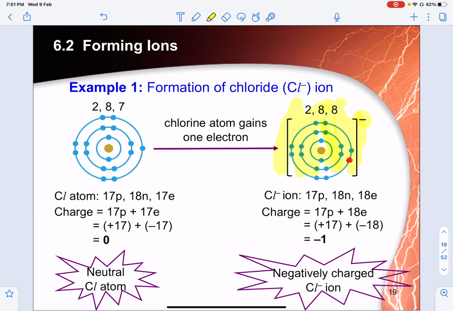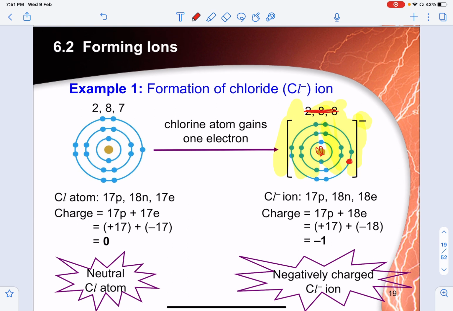Do you have to write the 2, 8, 8 on top of the thing? Not necessary. This is not required, but you are required to indicate the symbol as well as the electron.